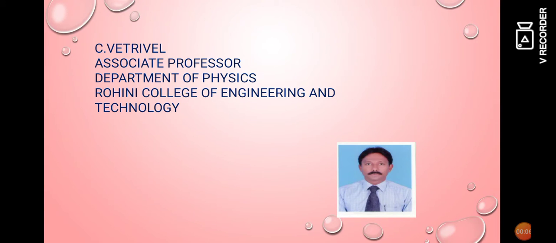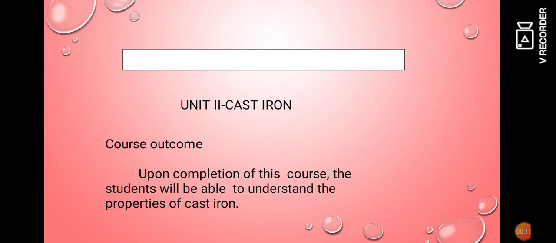I am Vetrivel, Associate Professor, Department of Physics, Rohini College of Engineering and Technology. In this video, we are going to discuss cast iron, which is in the second unit of Material Science, PH 8251. Course outcome: upon completion of this course, the students will be able to understand the properties of cast iron.